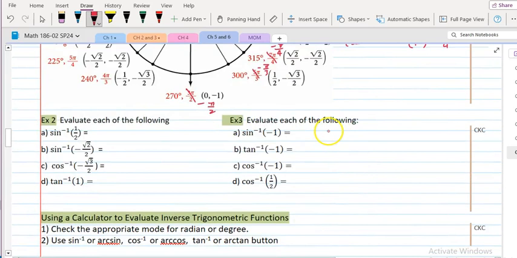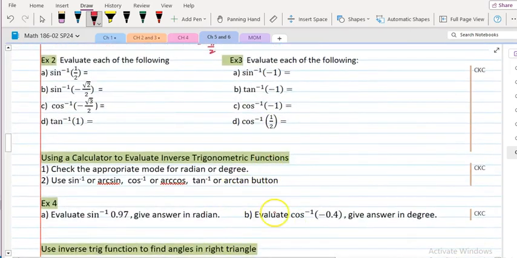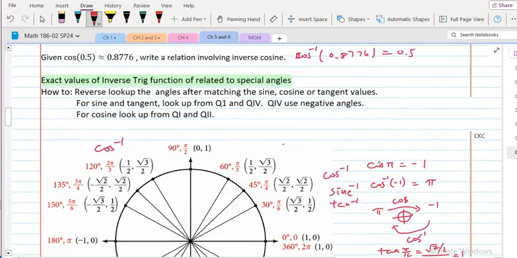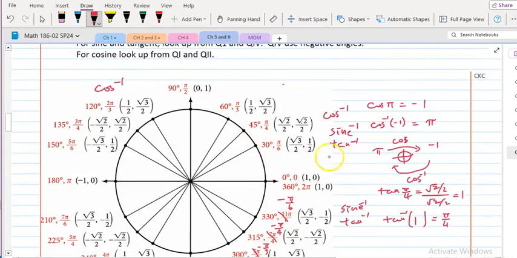So now, let's practice evaluating each of the following. Maybe I'll use the second video to talk about how to evaluate. This video is about the concept and about how to do reverse lookup. And you should have a separate unit circle. Use this one that is just for trig inverse lookup.